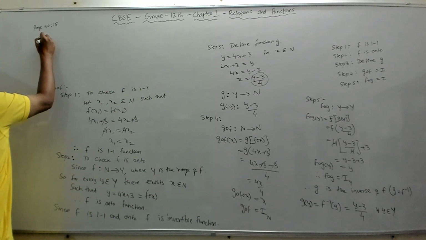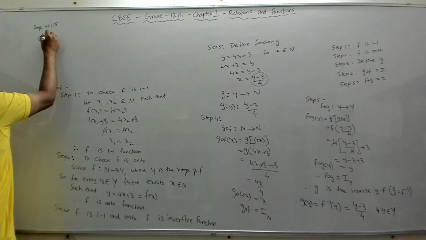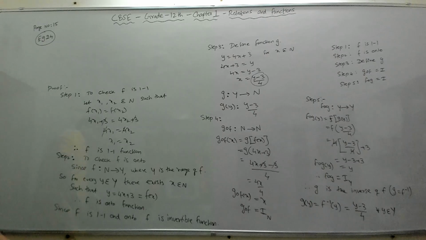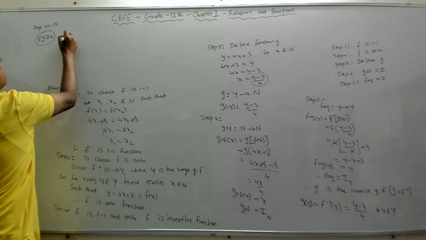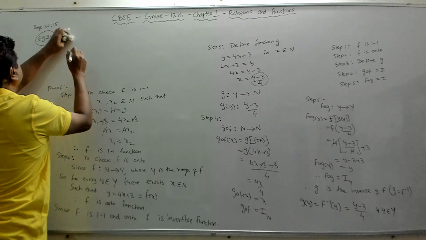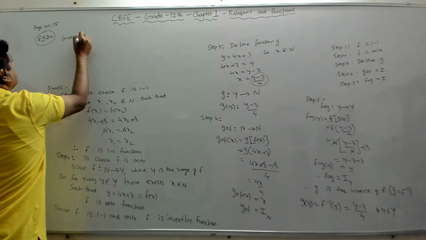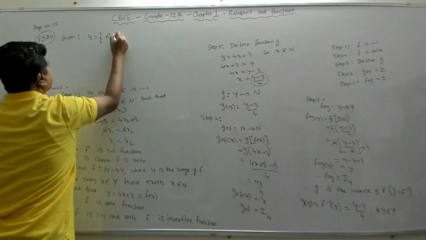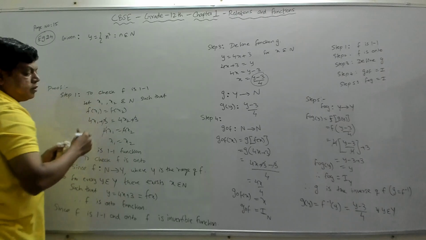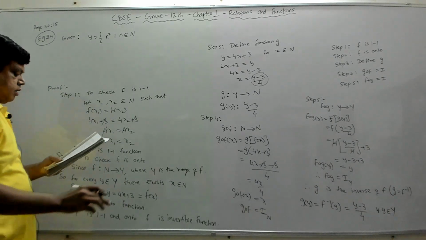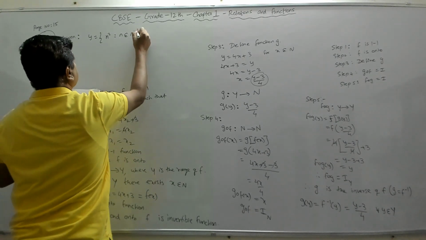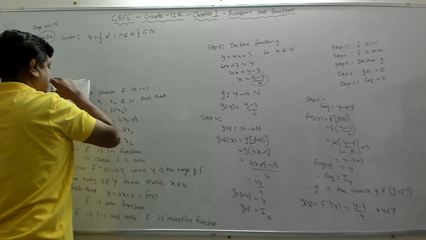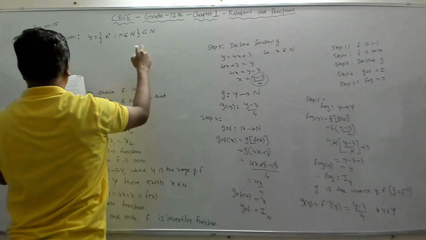So example 24. E.g. means example, example 24. Now what it says is, what is given? Given is Y is equal to the set of all n square such that n belongs to N. And obviously it's a subset of N, the set of all natural numbers. So this is the symbol for subset.